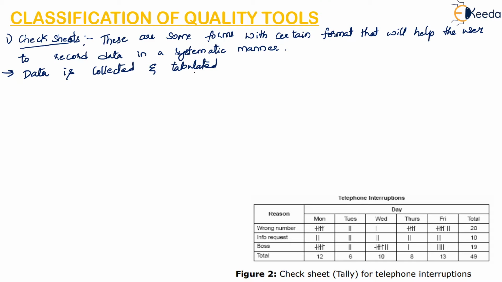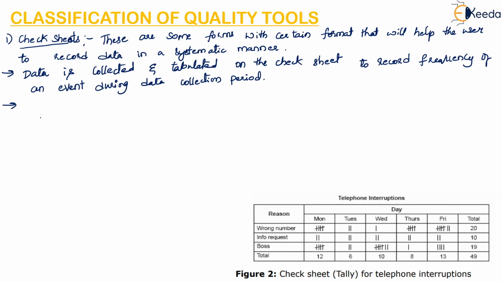So here we can see there is one table, it has a specific format. Here the data is collected and tabulated, that is it is written down in the table. This whole table is called as the check sheet, and this check sheet will be useful to record the frequency of one particular event. So this data sheets or check sheets will prepare a consistent, effective and economical approach which can be applied during the auditing of quality assurance for reviewing and following the steps in a particular process.